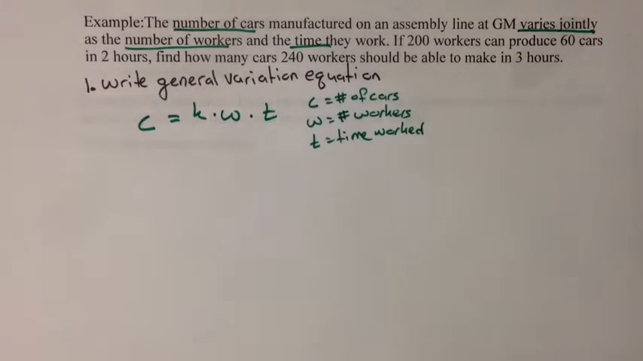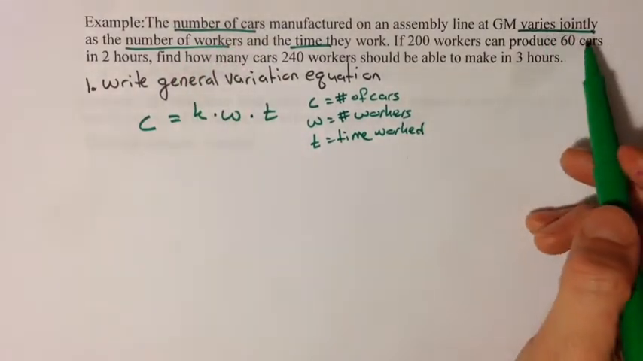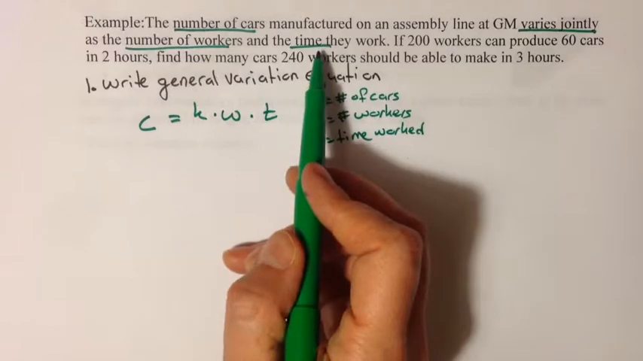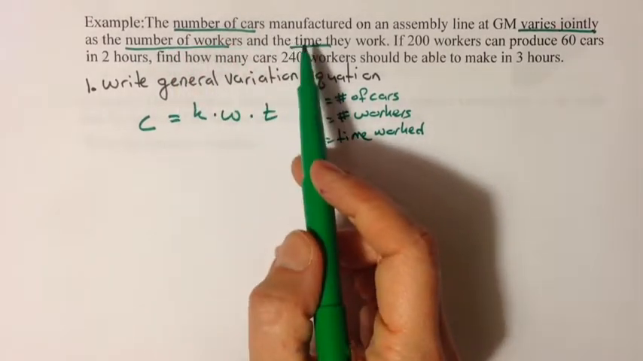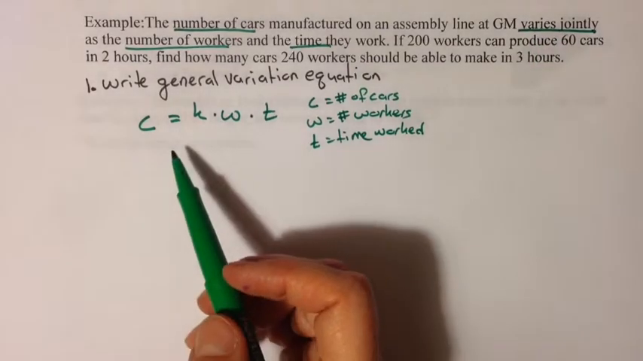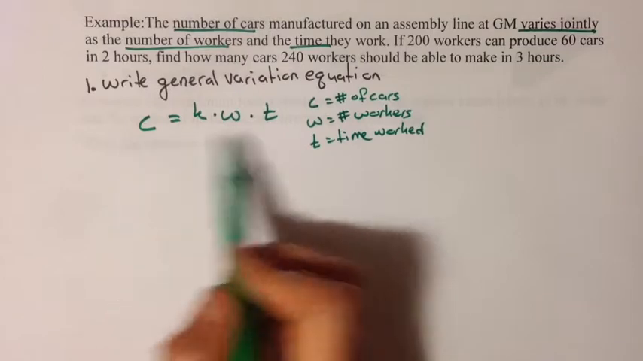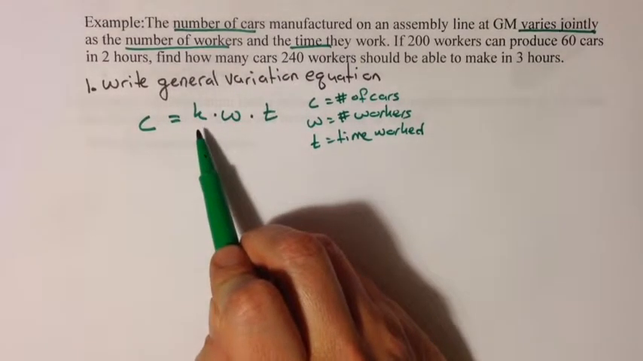So again, when I read that initial information, I was able to say the number of cars varies jointly as the number of workers and the time they work. So the number of cars, the number of workers, and the time will be my three variables. Because they vary jointly, they really are varying directly. So they'll all be on the same level of this equation. And there's got to be a constant of variation in there as well.